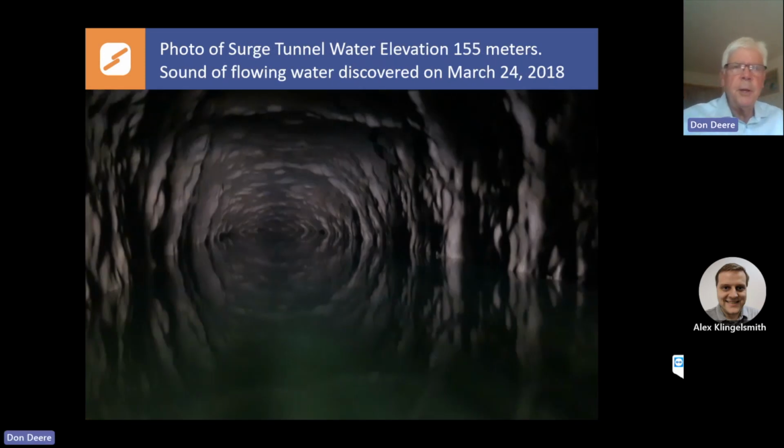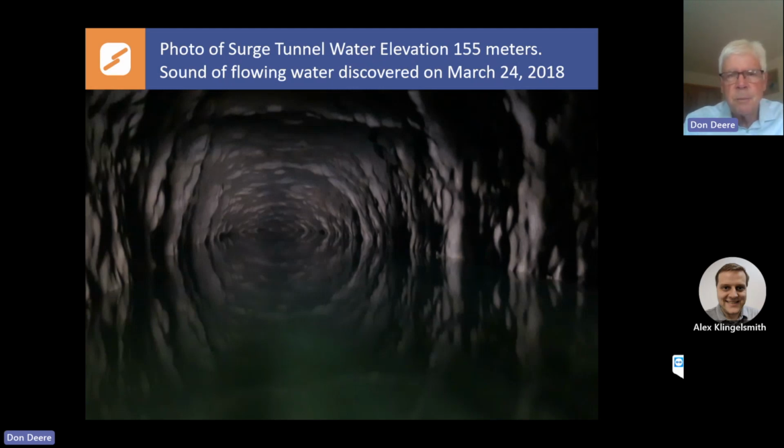I was there a year prior and was able to visit one part of the underground works. This was the surge tunnel. This surge tunnel and the main power tunnel were constructed by drill and blast as a 10-meter diameter tunnel. That's very large for a hydro tunnel. And it was covered with a thin shotcrete liner.